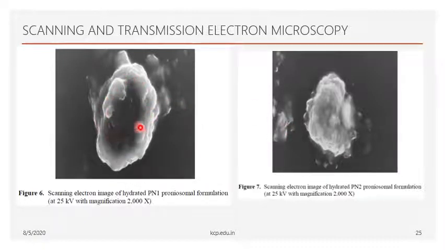This is the morphology. You can see it is mostly spherical in shape, and you can see a rough surface there. So this is the result of proniosome formation using an electron image.